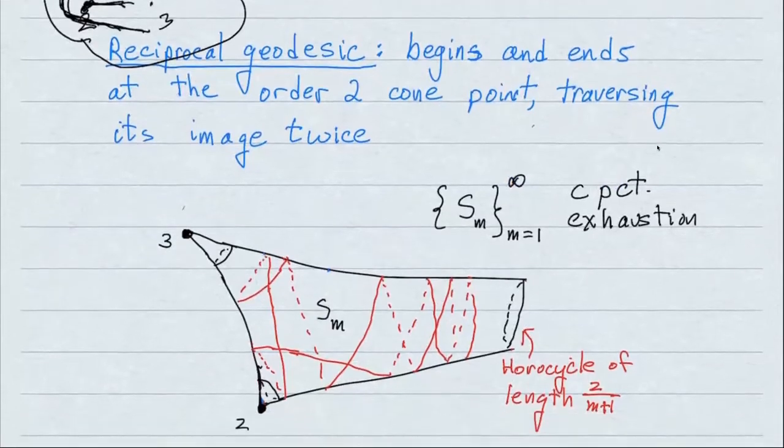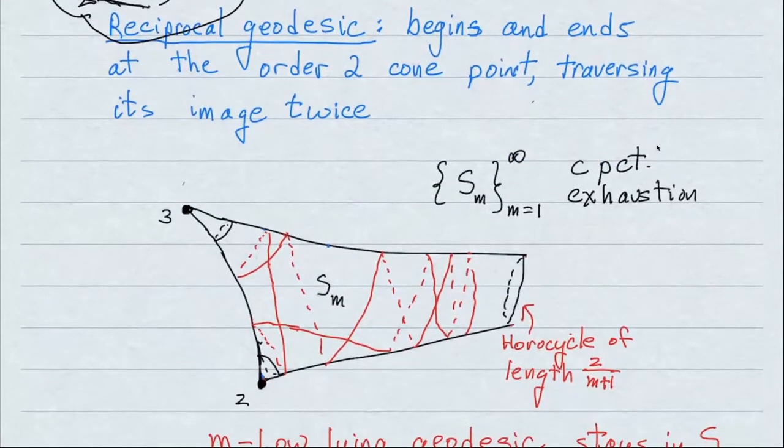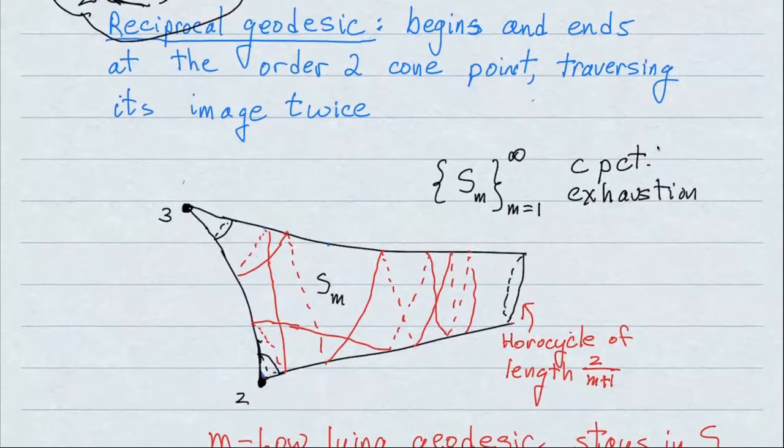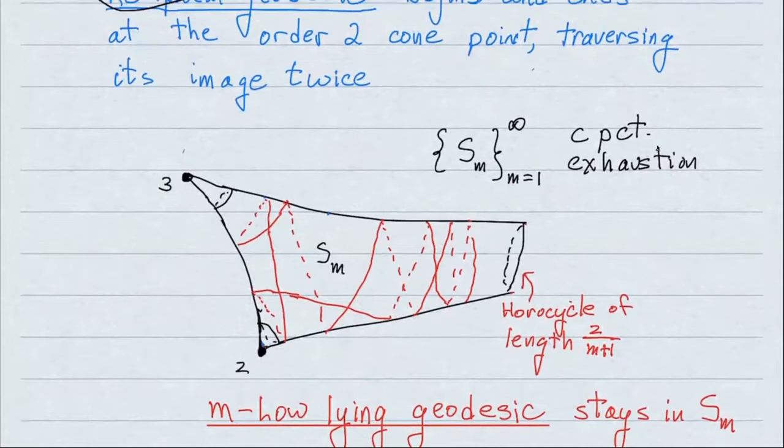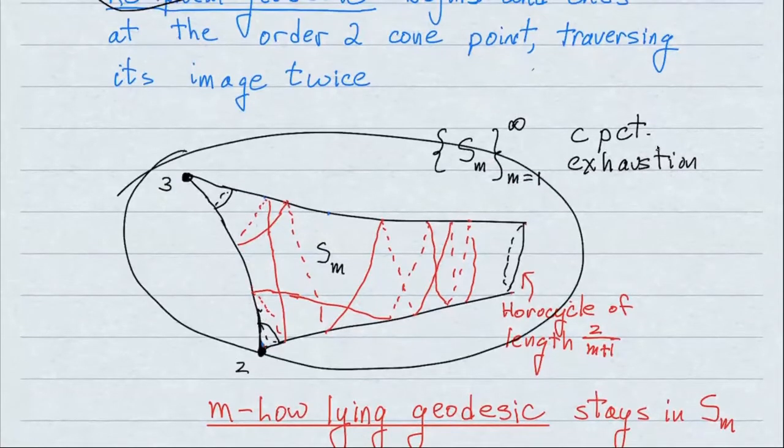So that's one ingredient of what I'm going to talk about. And another ingredient is I want to talk about low-lying geodesics. So you can consider a compact exhaustion of the modular surface by cutting it off at a certain point.